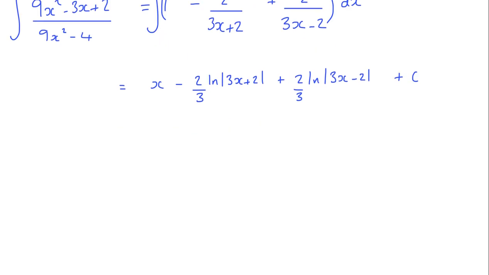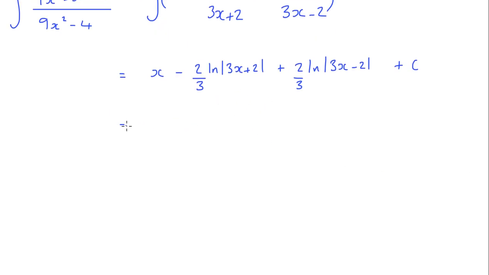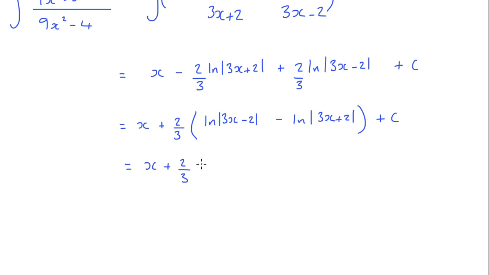And I would leave my answer like that, but if they asked for this as a single log, we'd be able to say that that is x plus 2/3 of, I'm going to write this one first, natural log of 3x minus 2 minus the natural log of 3x plus 2. Notice I've taken the 2/3 out here, and then we can write this as a single log. So that is going to give us x plus 2/3 times the natural log of 3x minus 2 over 3x plus 2 plus c.